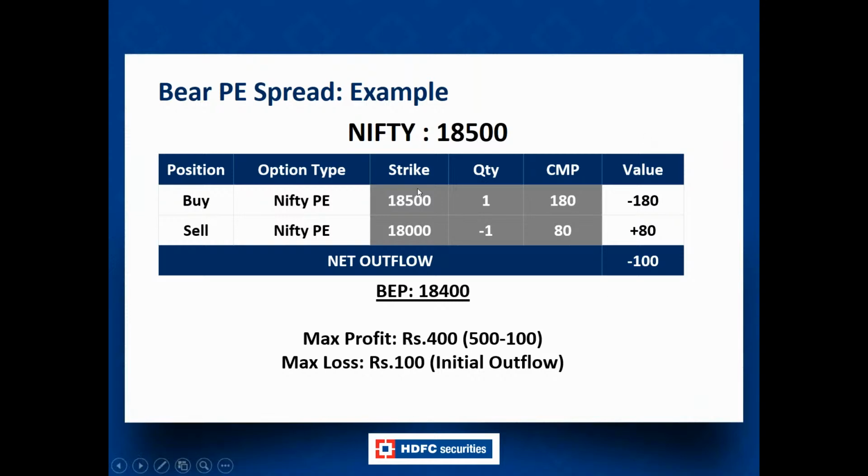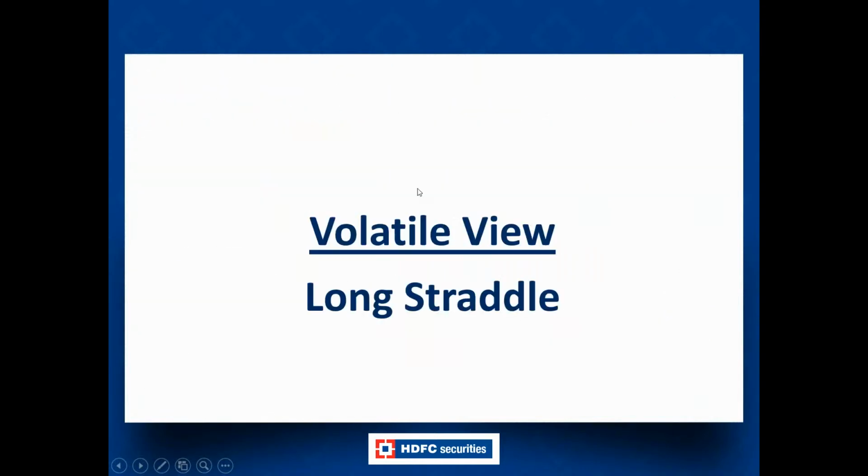So that was all about bear put strategy. Now we'll move upon a different view, that if you have a volatile view on the market. What is volatile view? First of all, you have a view that Nifty or any kind of a stock or index will show a big movement in either direction. In this scenario, you need to do a strategy where if any kind of a big movement is expected, then you can capture that big movement with this strategy.